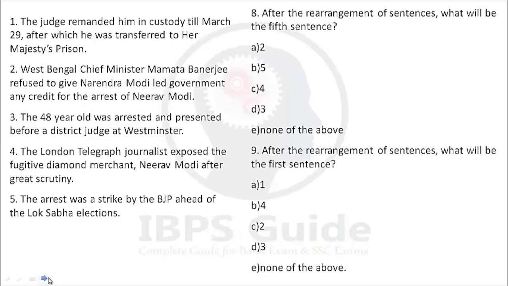Let's move to question number 8. After the rearrangement of the sentences, which will be the fifth sentence? Fifth sentence, that is 2, second. So option A. And then after rearrangement, which will be the first sentence? Definitely number 4. So that's why the first sentence is 4th. So option will be B.